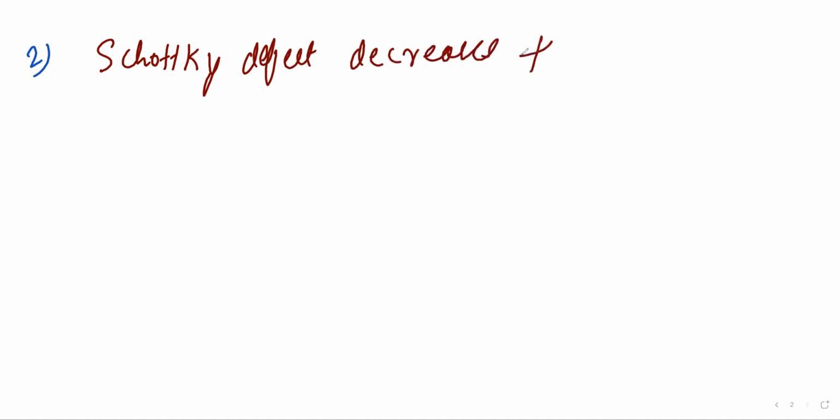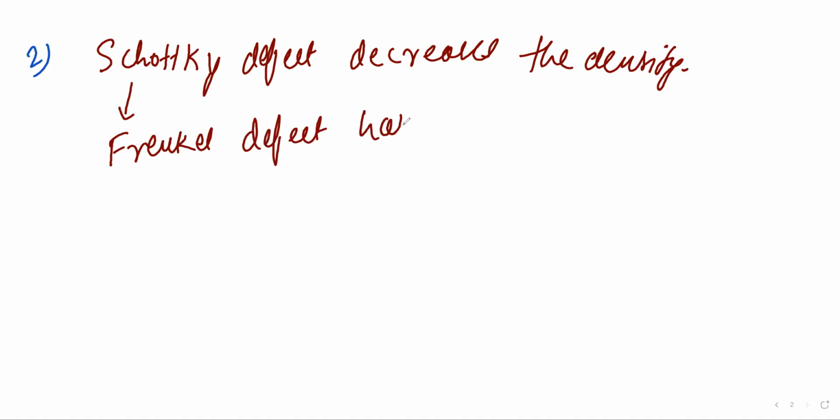Now see the Schottky defect. Schottky defect decreases the density of the crystal, while Frenkel defect has no effect on the density.